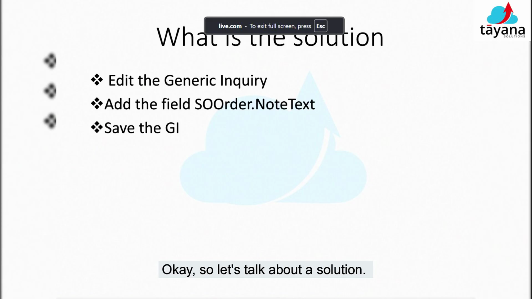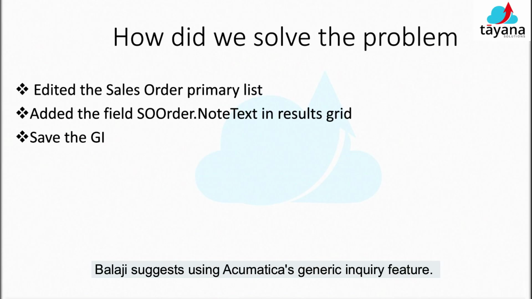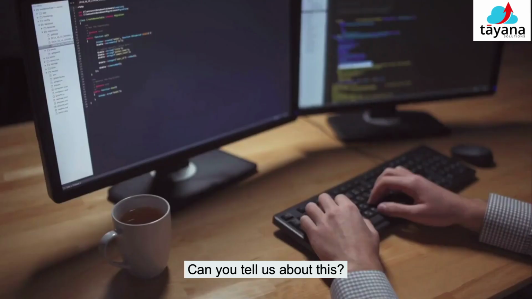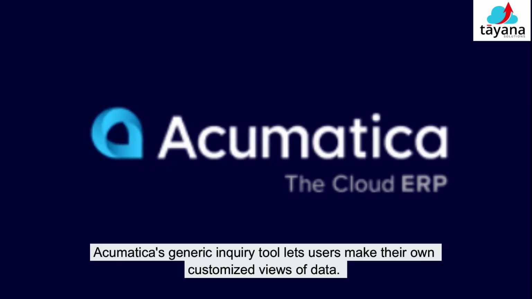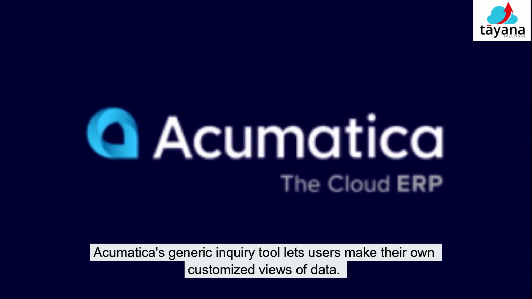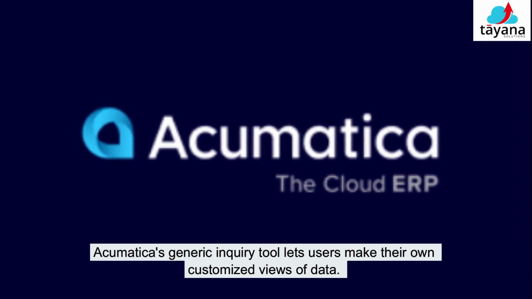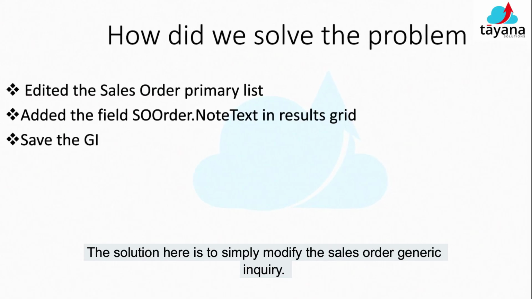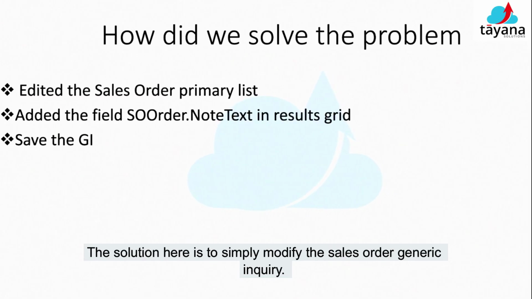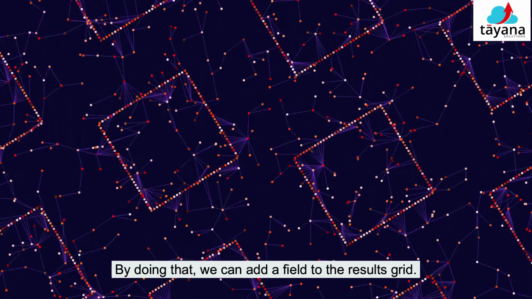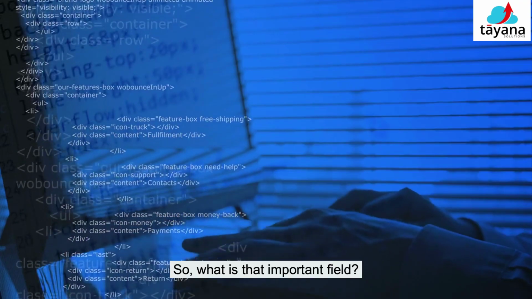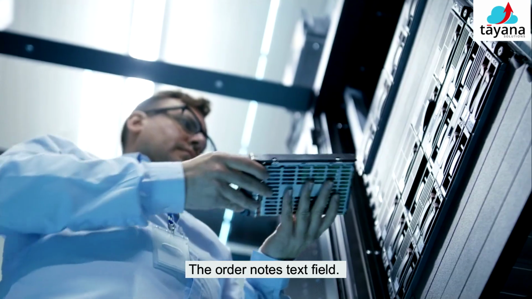Okay, so let's talk about a solution. Balaji suggests using Acumatica's generic inquiry feature. Can you tell us about this? Of course, Acumatica's generic inquiry tool lets users make their own customized views of data. The solution here is to simply modify the sales order generic inquiry. By doing that, we can add a field to the results grid. Interesting. So what is that important field? The order note text field.